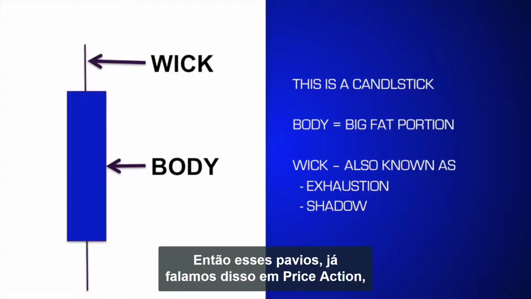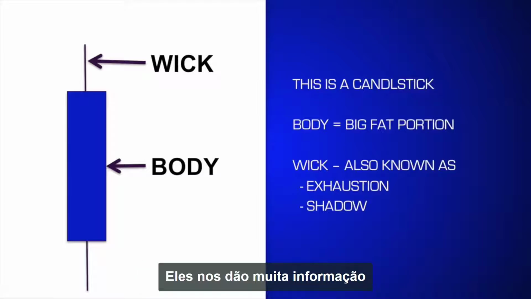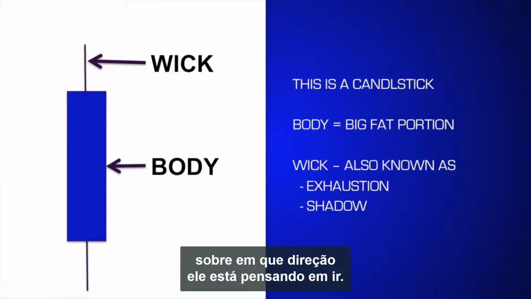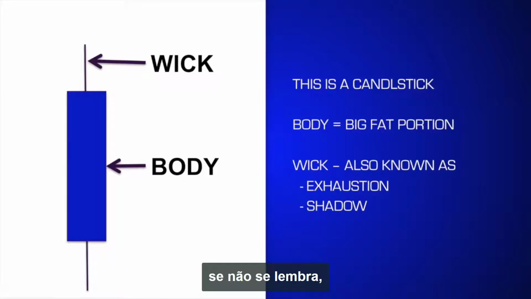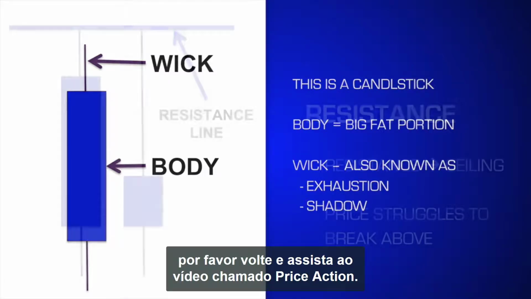All right. So those wicks, remember, we talked in price action. They tell us a lot of information of what the market is indicating. Is it trying to go in a certain direction? It gives you a lot of information about which direction it's looking at going. Okay. You remember that we talked about the OHLC chart. That's something that you want to make sure you recall. So if you do not remember, please go back and watch the video titled Price Action.